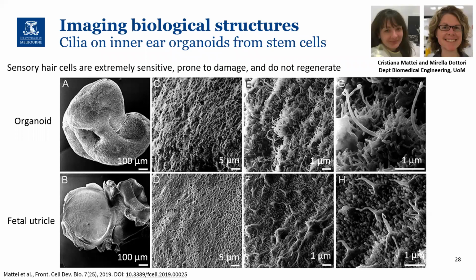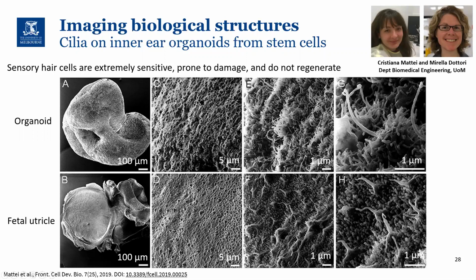So to start us off, we're going to go through some biological structures. What we have here are some fetal utricle cells. These are inner ear structures. This is the bottom row here. These are inner ear structures. And within the inner ear, we have these very tiny hair-like cells. And this is what gives us our sense of motion. Now, the thing is that these are easily damaged and they don't regenerate.